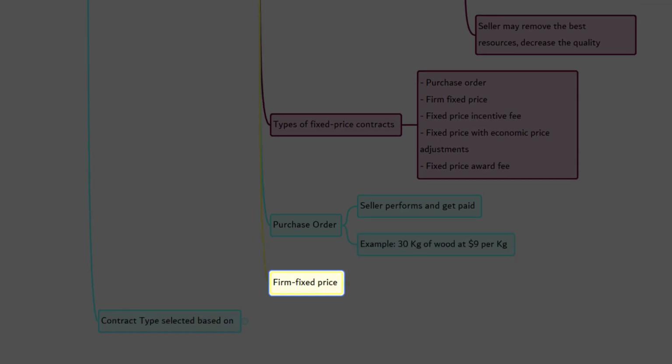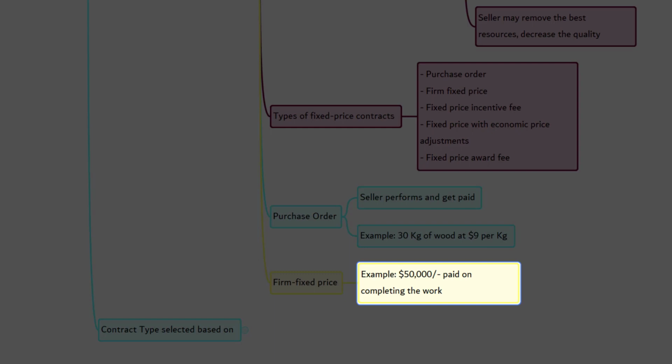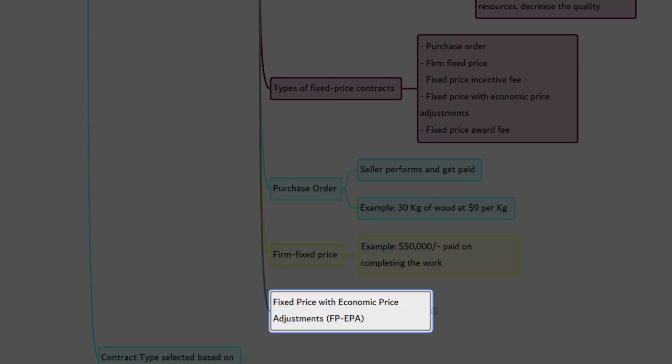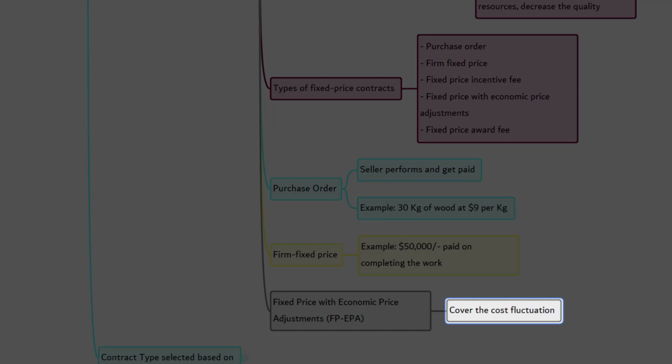The next one is firm fixed price. The most common in fixed price contracts is called firm fixed price contract. Here, for a well-defined scope, the price is fixed. For example, $50,000 will be paid on completion of the scope. Fixed price with economic price adjustment, FPEPA. This is quite similar to firm fixed price contract with a little tweak.